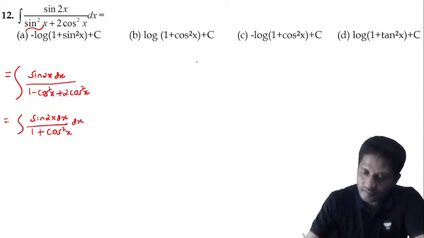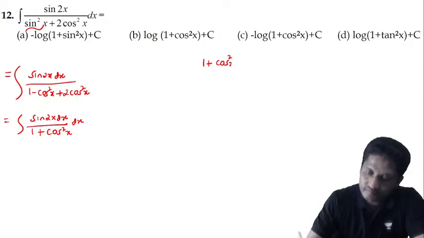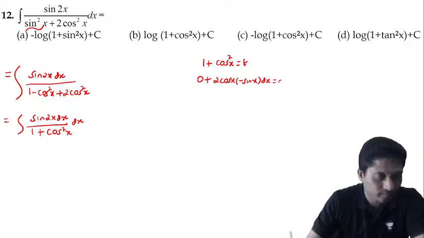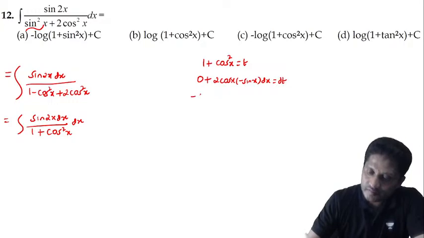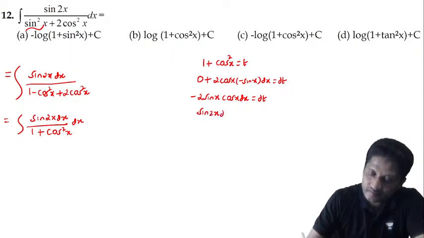Now I'm going to take 1 plus cos square x is equal to t. Differentiation of 1 is 0. Differentiation of cos square x is 2 cos x, and differentiation of cos x is minus sin x. So dt is equal to minus 2 sin x cos x dx, and then sin 2x dx is equal to minus dt.